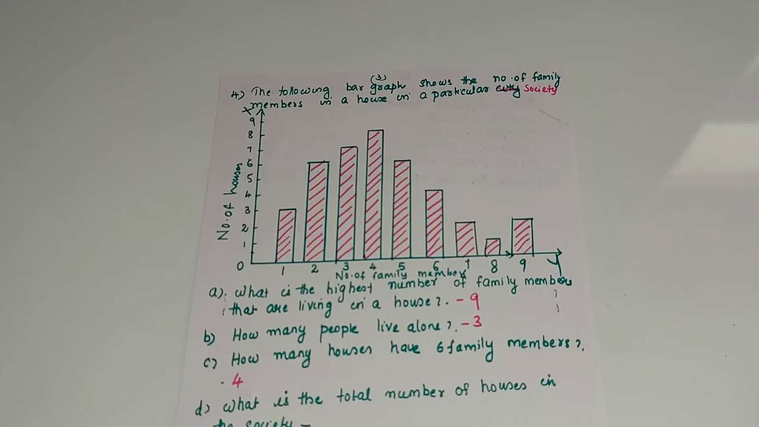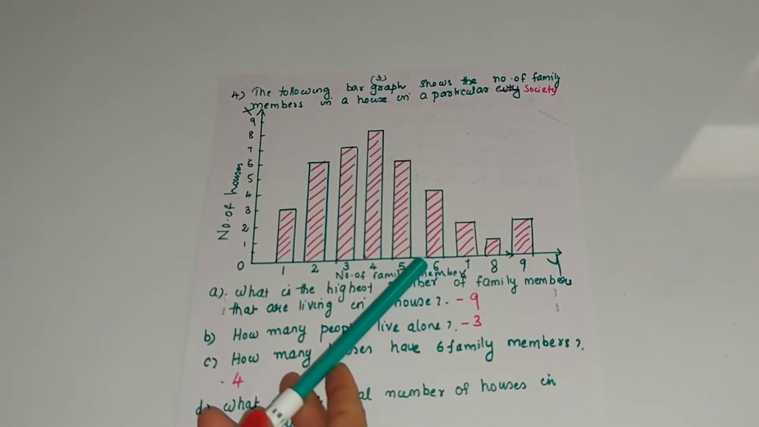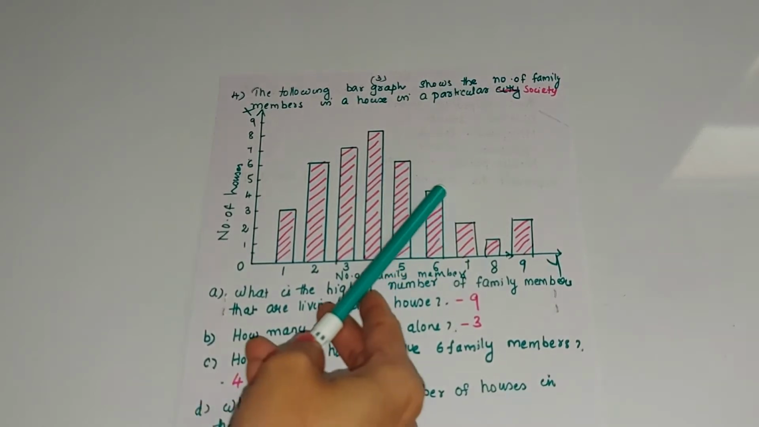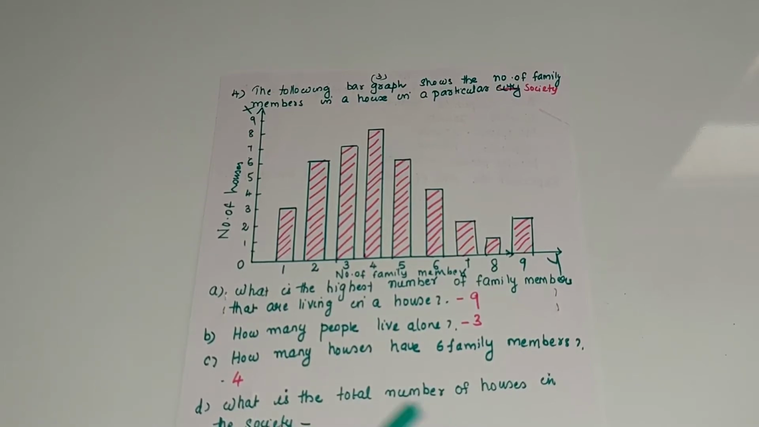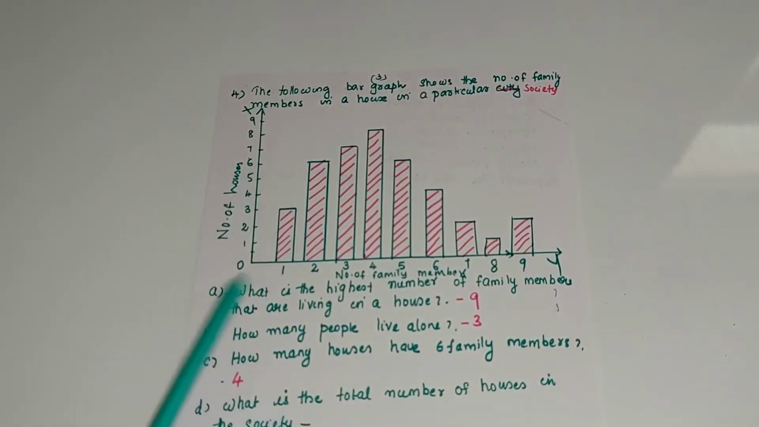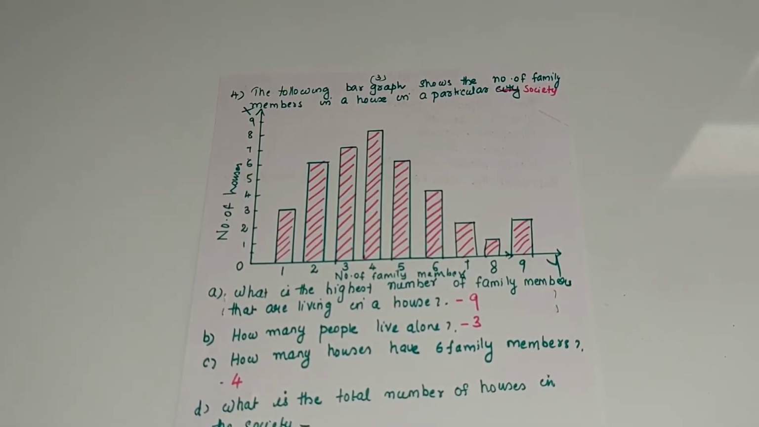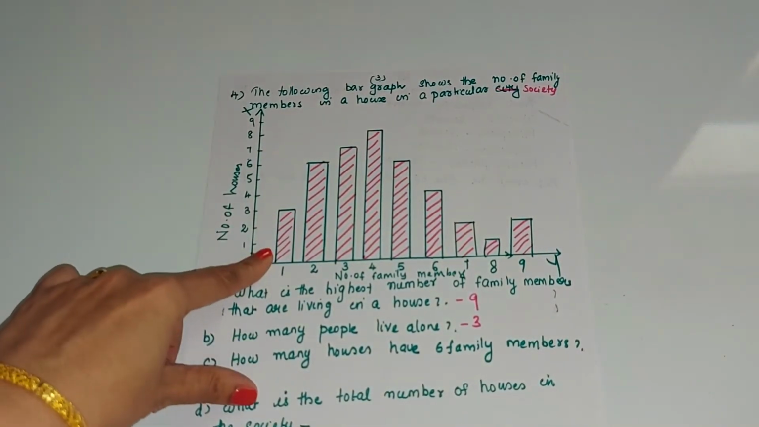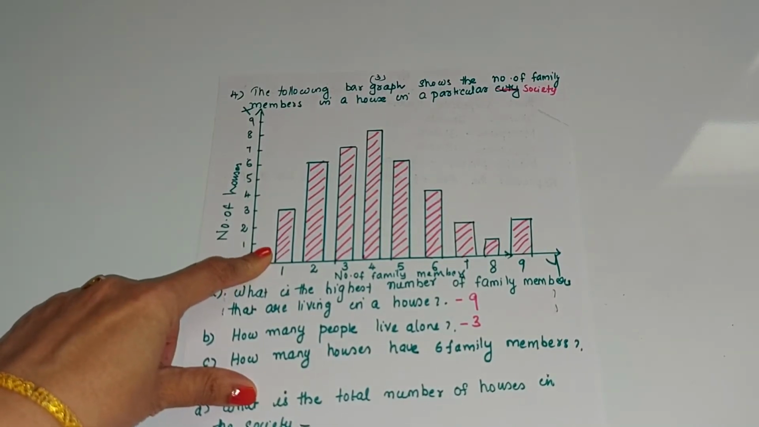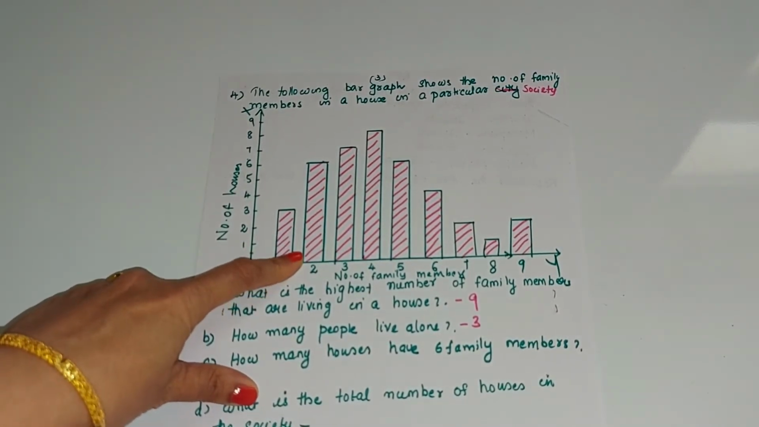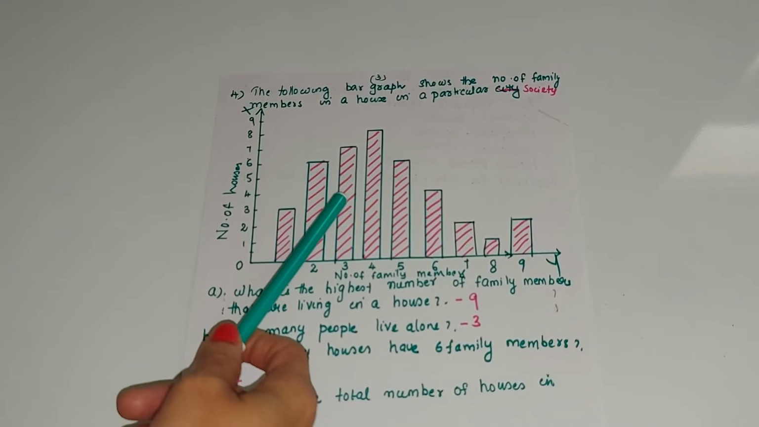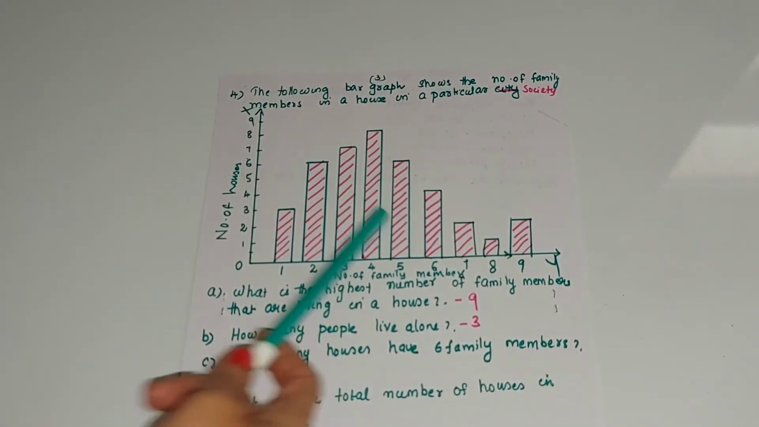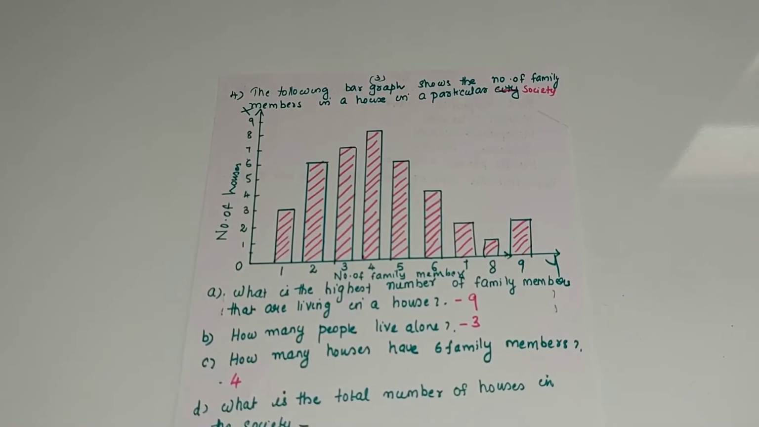Now how many houses have 6 family members? Here the number of family members is 6. So there are 4 houses having 6 family members. Now what is the total number of houses in the society? You count the total number of houses. The houses having only one member are 3, and the houses having only 2 members are 6. So 3 plus 6 plus 7 plus 8 plus 6 plus 4 plus 2 plus 1 plus 2 is equal to 39 houses in that society.